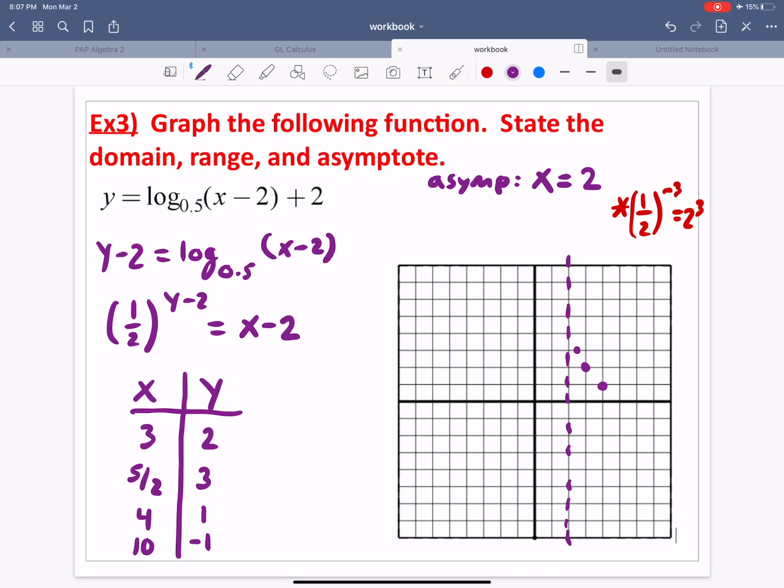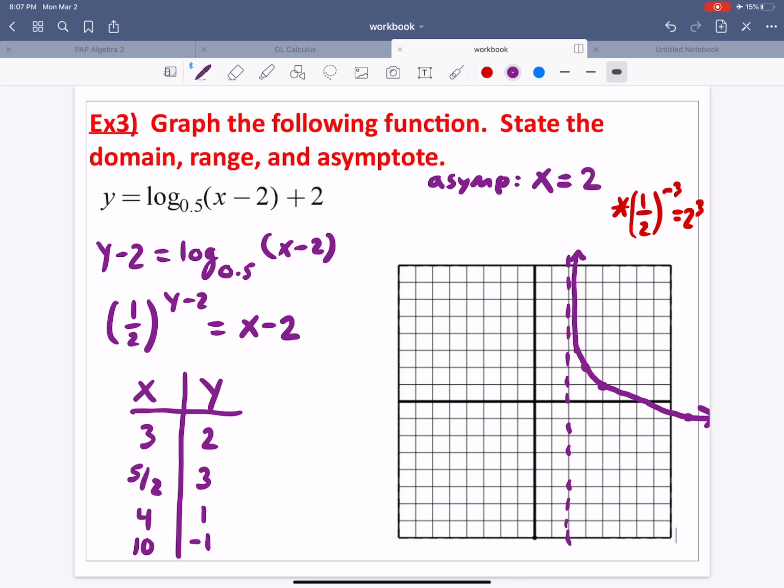So when x is 10, 1, 2, 3, 4, 5, 6, 7, 8. Oh, I ran out of room. So just keep going a little bit. 9, 10. Y would be down here at negative 1. So that gives me a pretty good idea of what the shape of this graph is going to look like, and I feel pretty comfortable about the graph that I can draw.